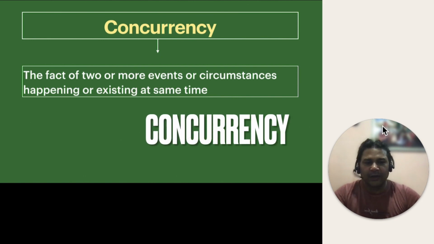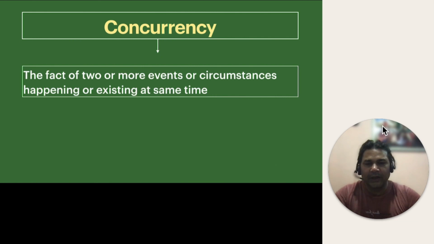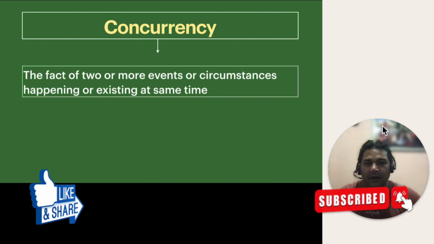Hello friends, welcome back once again in the next lecture of the Swift series. In today's lecture we will discuss concurrency, parallelism, why we need concurrency, and how we can achieve concurrency. These are the different topics we will cover in this lecture.